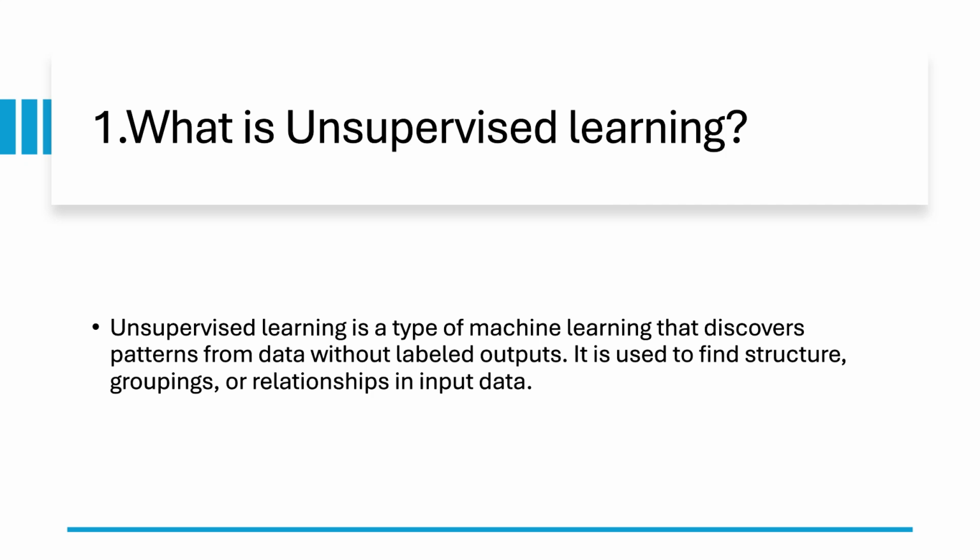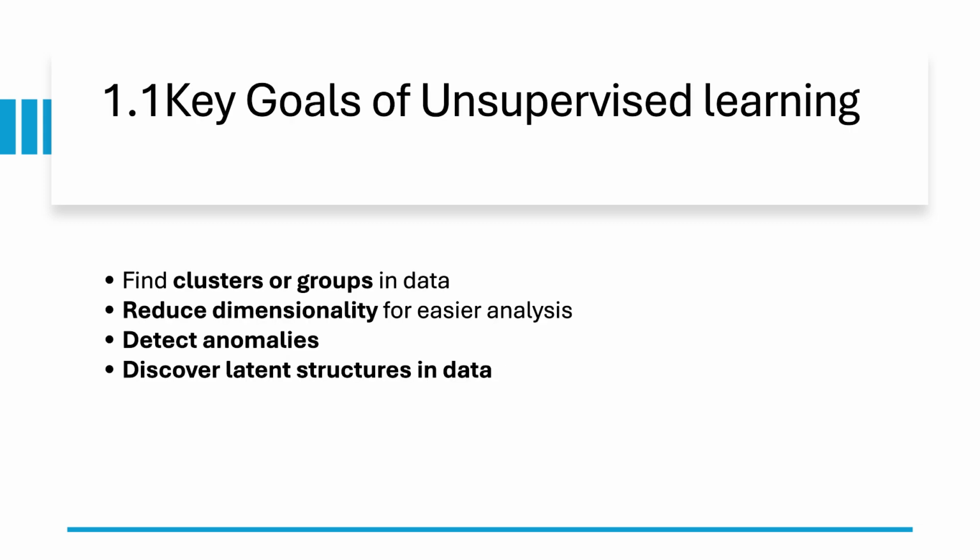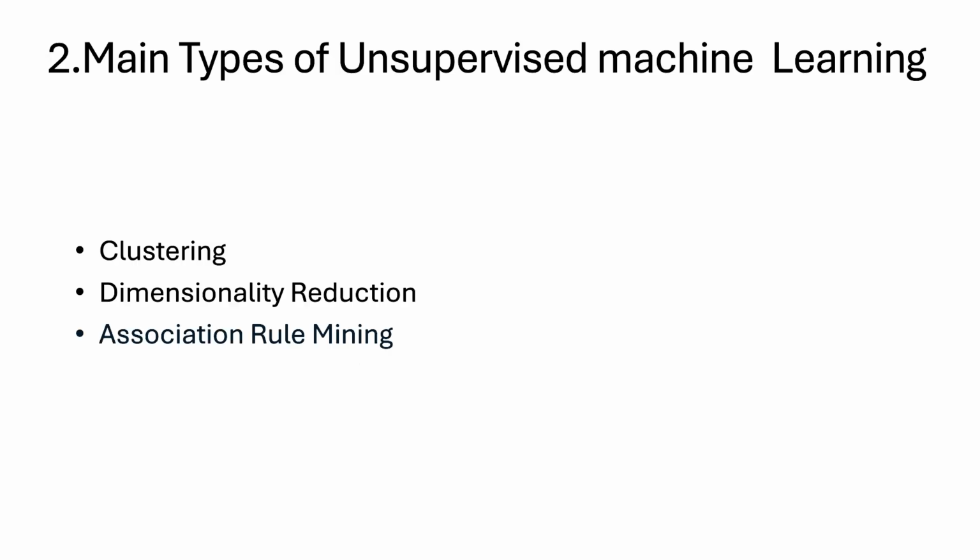What is unsupervised learning? Unsupervised learning is a type of machine learning that discovers patterns from data without labeled outputs. It is used to find structures, groupings, or relationships in input data. The key goals of unsupervised learning include finding clusters or groups in a dataset which are similar, reducing dimensionality for easier analysis, detection of anomalies in the dataset, or discovery of latent structures in the dataset.